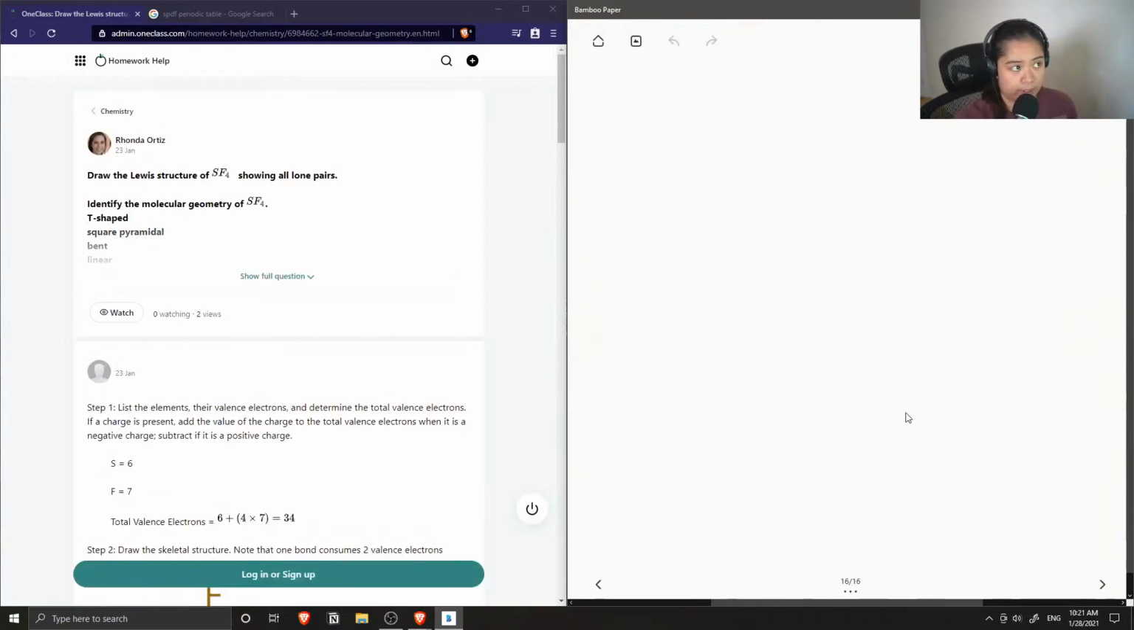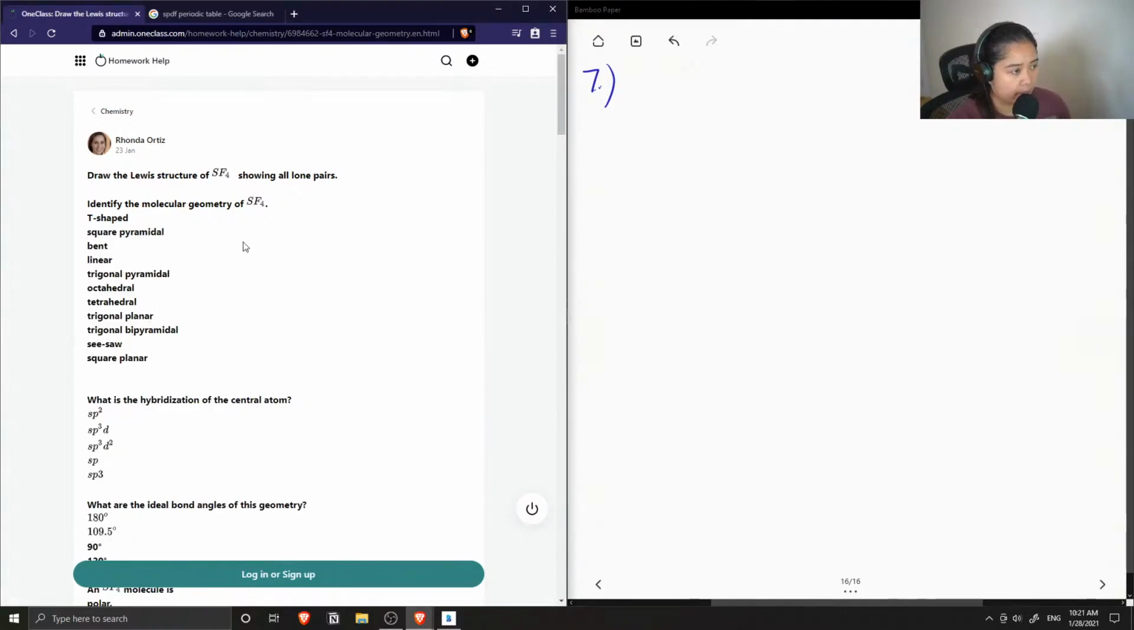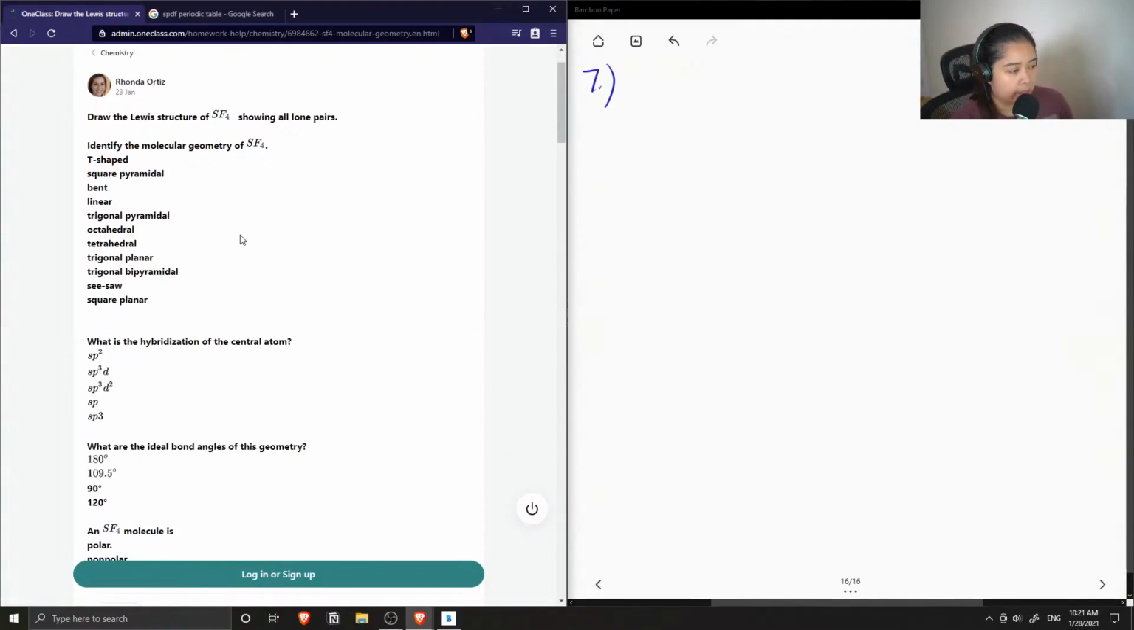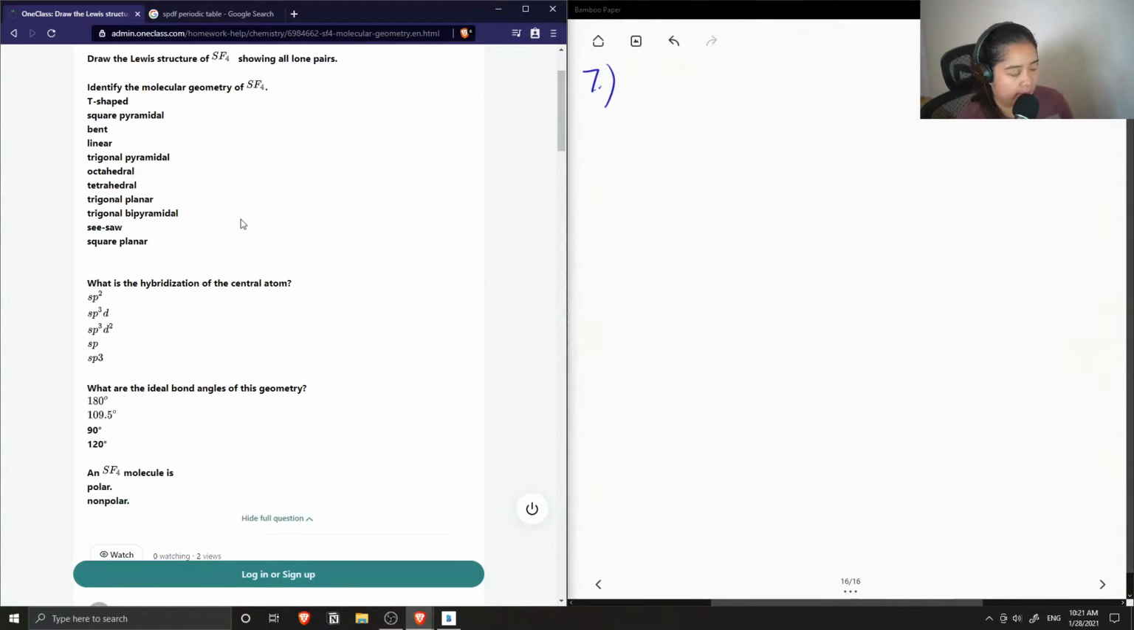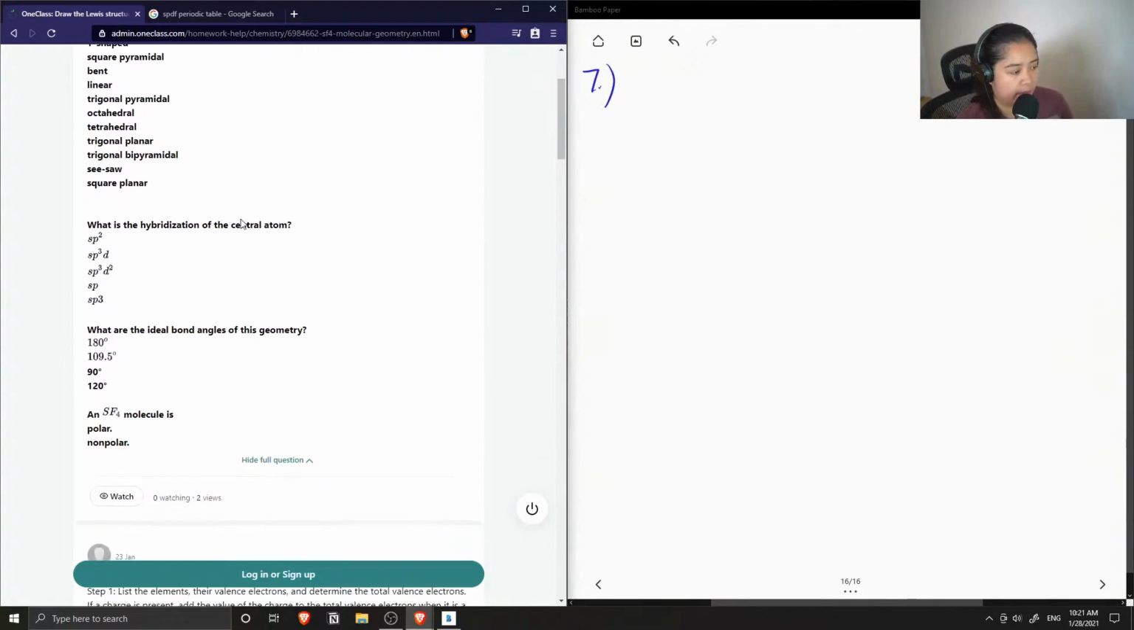Okay, so question number 7. Draw the Lewis structure of sulfur tetrafluoride showing all the lone pairs. Identify the molecular geometry. What is the hybridization? What are the ideal bond angles of this geometry? And is an SF4 molecule polar or nonpolar?